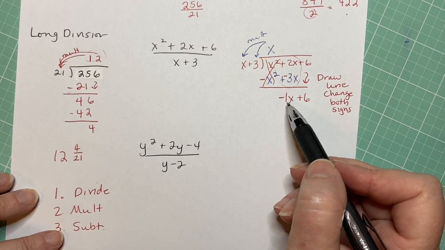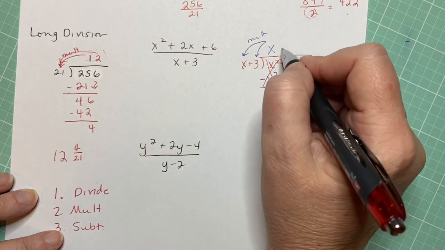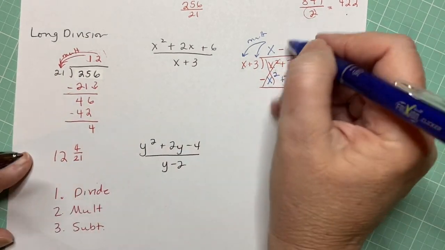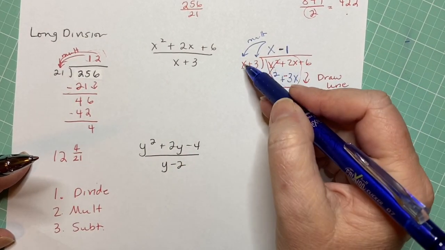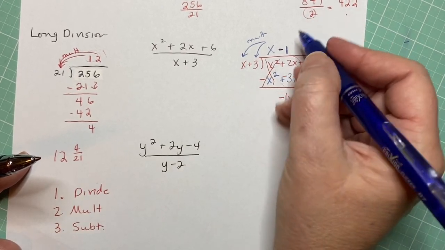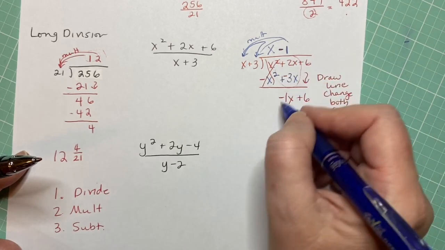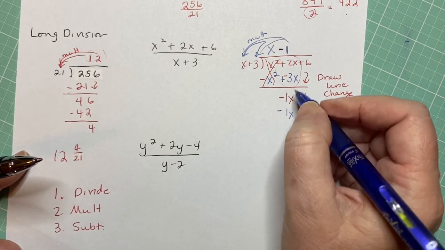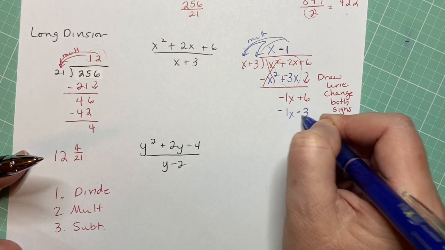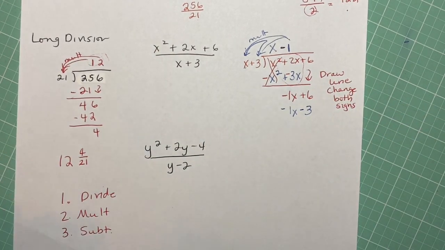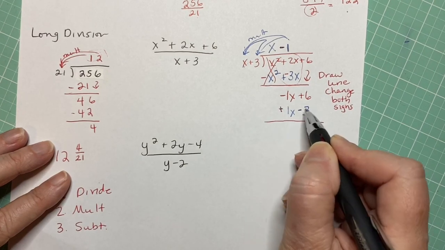So negative 1x divided by x, do you see the x's would cancel, leaving me a negative 1. So negative 1x divided by x is negative 1. And then you're going to multiply the negative 1. Negative 1 times x is a negative 1x. Negative 1 times positive 3 is a negative 3. So I did the multiplication. And then we're going to draw the line and change both signs.